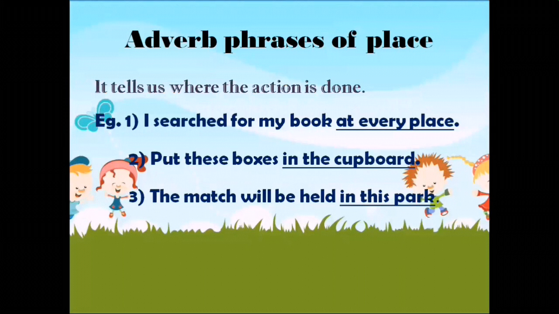Adverb phrases of place. It tells us where the action is done. I searched for my book at every place. Put these boxes in the cupboard. The match will be held in this park. See, in all these sentences, all the 3 phrases, that is, at every place, in the cupboard, in this park, everything deals with place. Thus, it becomes adverb phrases of place.